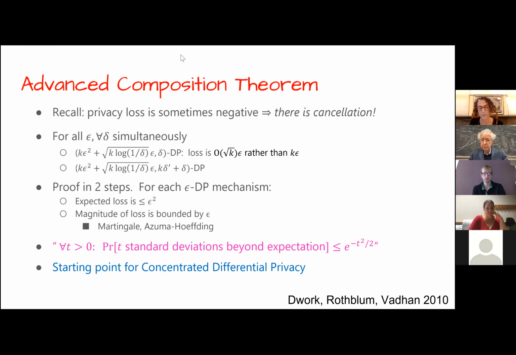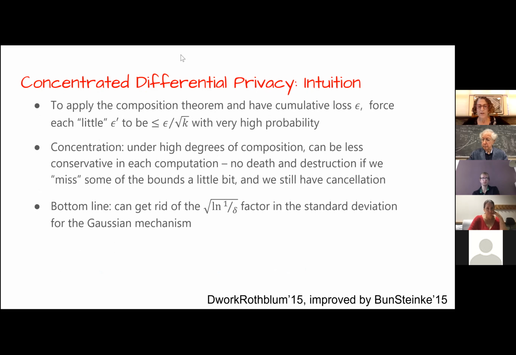Last technical point I want to make is that this is the starting point for something called concentrated differential privacy. I'm only going to say something about it from a very intuitive level. To apply the composition theorem and have a cumulative loss of epsilon, we have to force each of the things that we are applying it to be something like epsilon over root k differentially private with high probability. Then when we multiply by square root of k, we end up with an epsilon. So to apply it directly, we have to force each of the individual things to be high probability, very small.